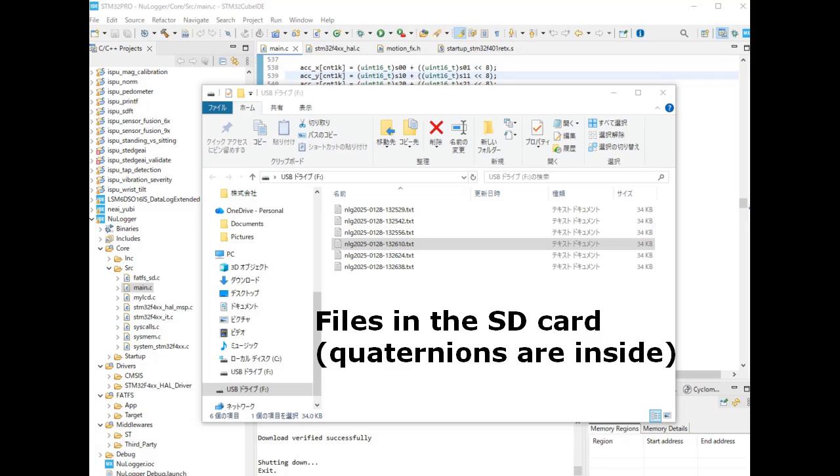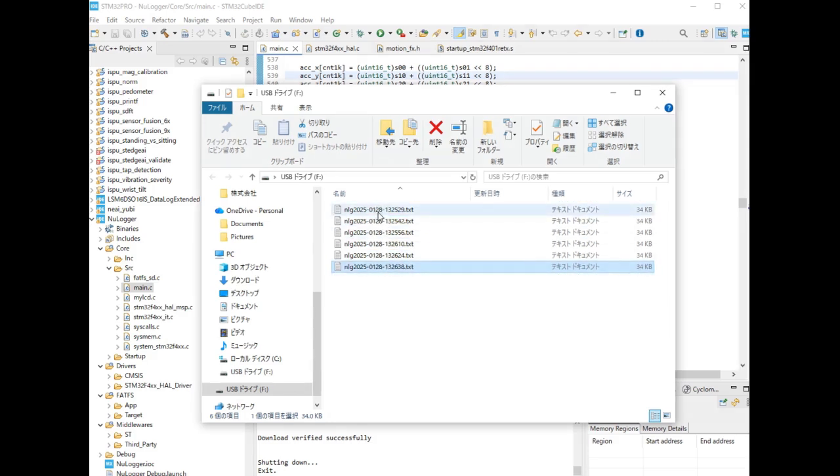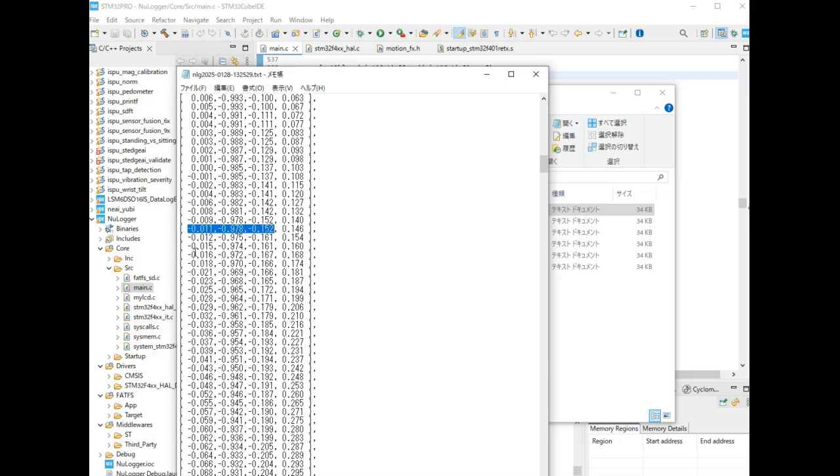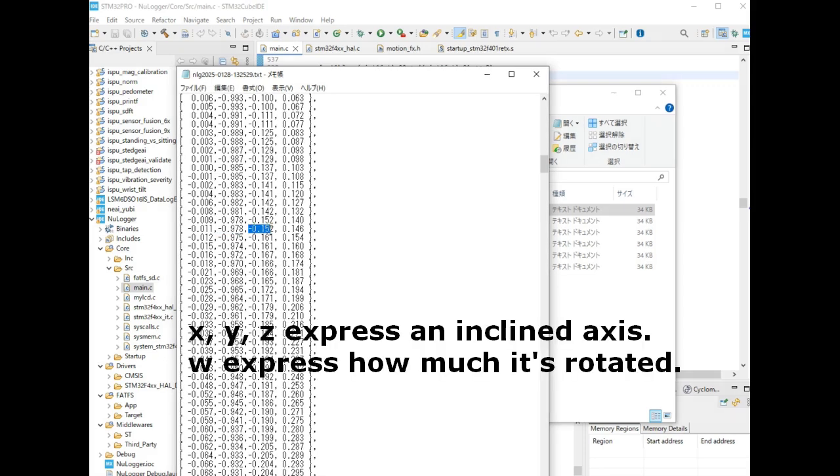And quaternions are calculated by the processor, and they are logged into an SD card, and we open it. It's like this. 4 values in a line, and there are a lot of lines, and the first 3 express how the axis is inclined in a 3D space, and the last one expresses how it's rotated around this inclined axis.